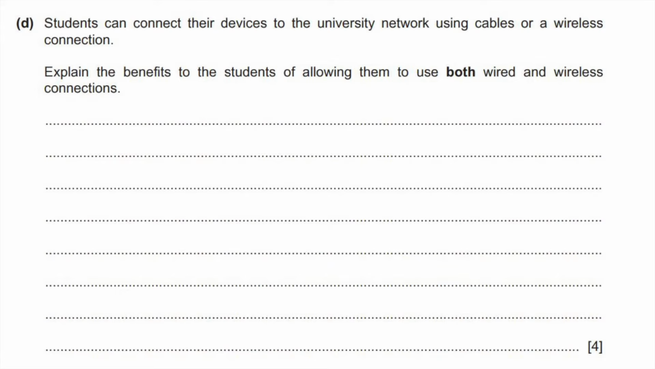Another A-level question: students can connect their devices to the university network using cables or a wireless connection. Explain the benefits to the students of allowing them to use both wired and wireless connections. It's not just wired, but also both wired and wireless connections.